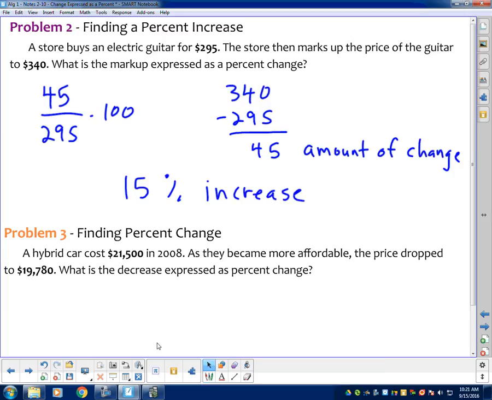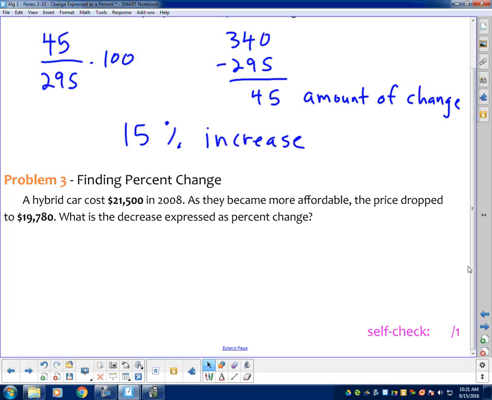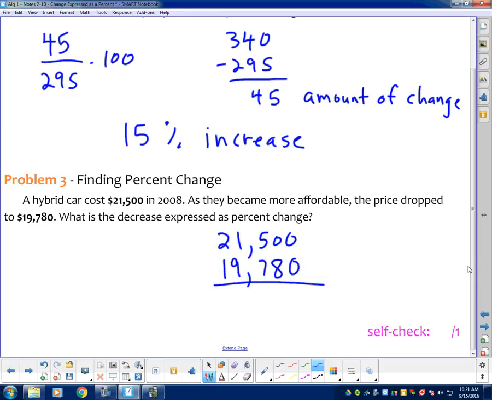Alright, finding a percent change. Here's the next one, and the last one here. It says a hybrid car cost $21,500 in 2008. As they became more affordable, the price dropped to $19,780. What is the decrease expressed as a percent change? So once again, do a subtraction problem. It's one you could probably try on your own now after seeing the two examples. You saw one example of decrease and one example of increase. So if you subtract those two, you might want to use a calculator to do that.